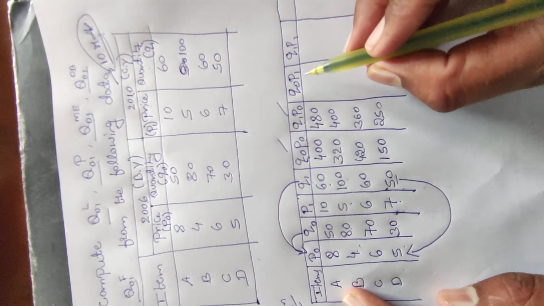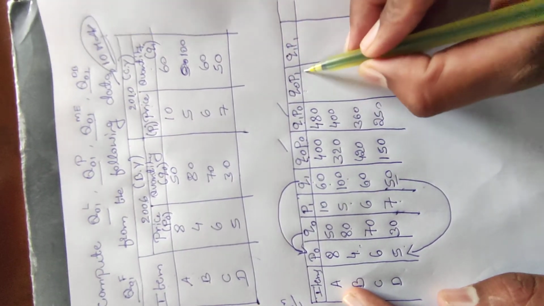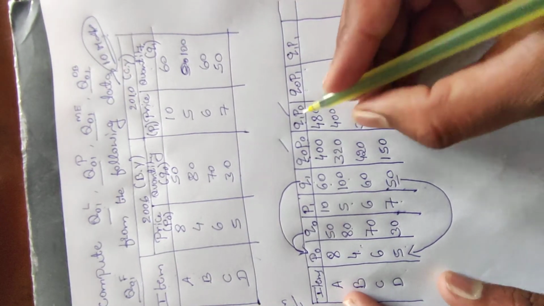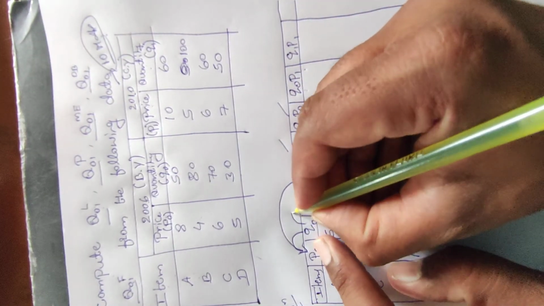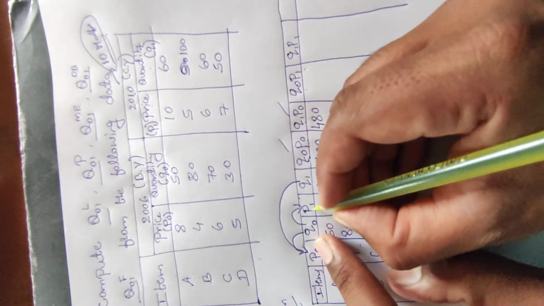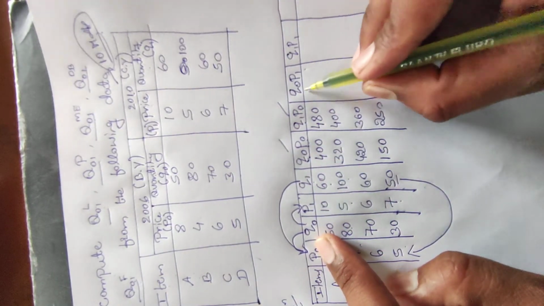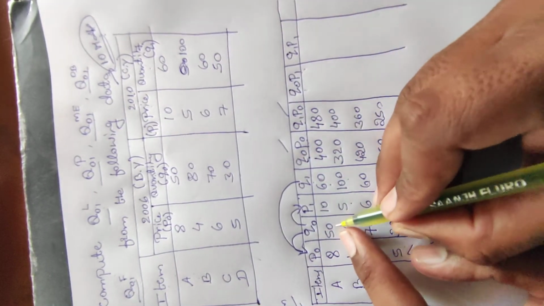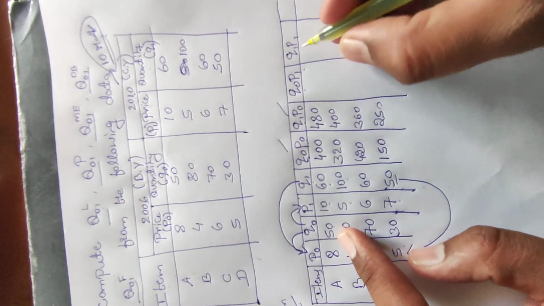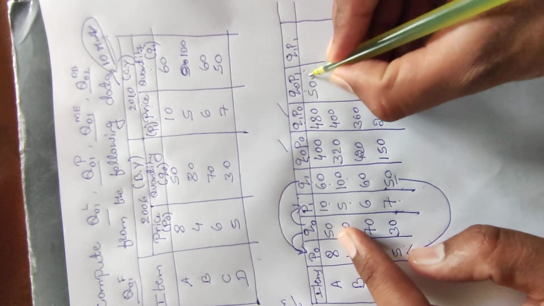Next, we need the information of Q0 P1. We have to multiply Q0 into P1. 50 into 10, we get 500.